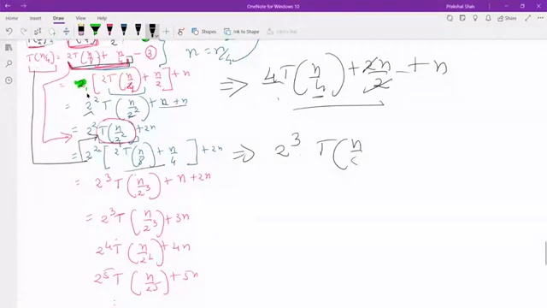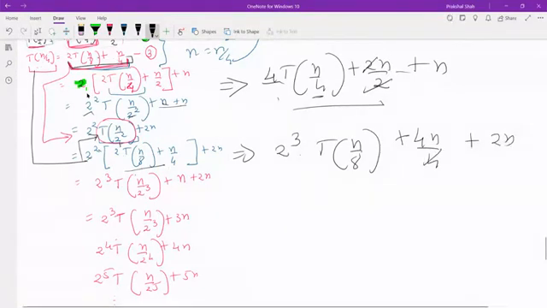T n divided by 8 plus 2 raised to 2 is what? 4n divided by 4 plus 2n. This 4 and 4 get cut. Yes or no?